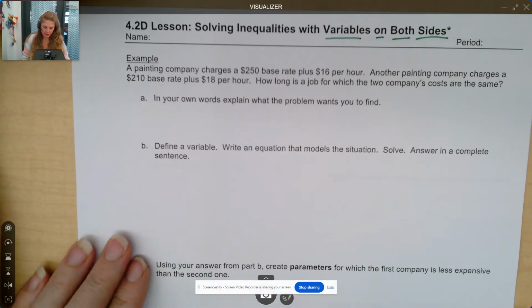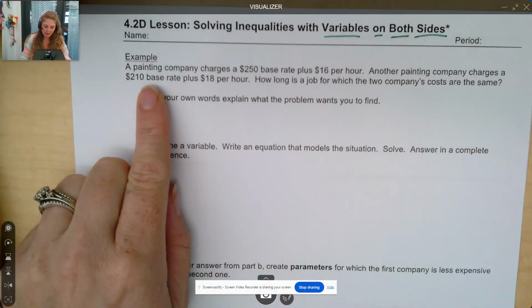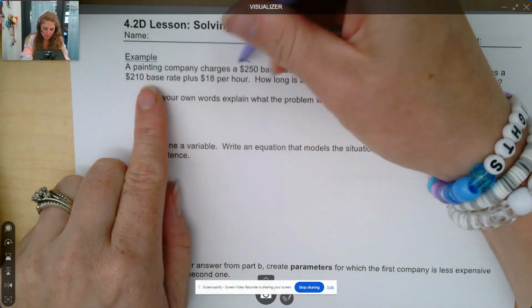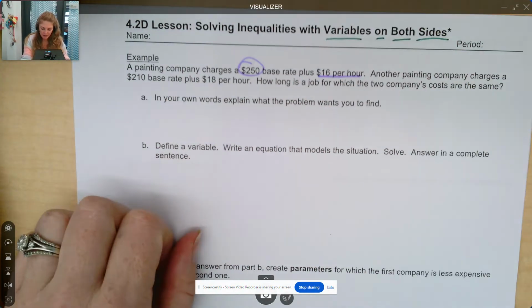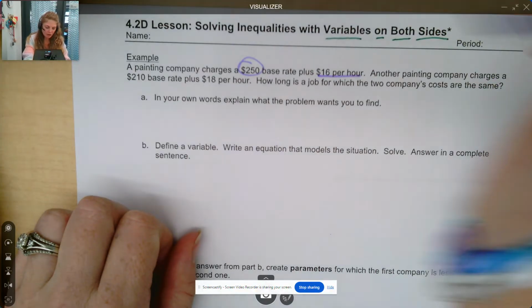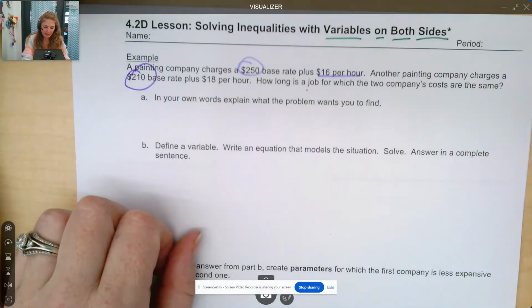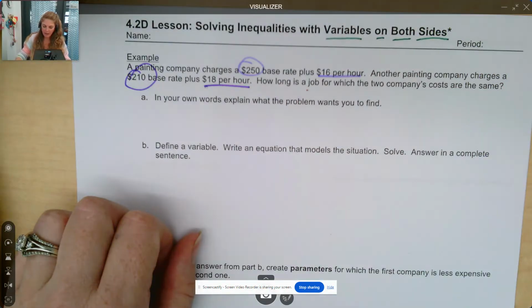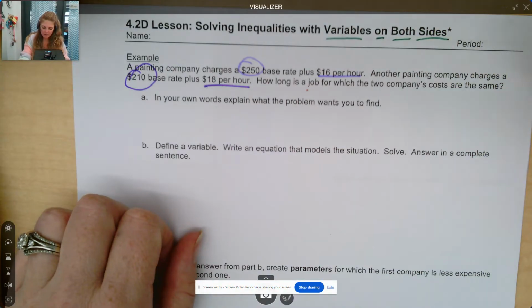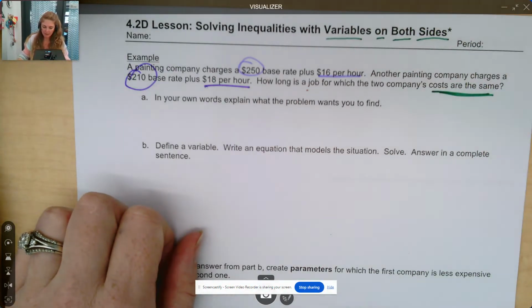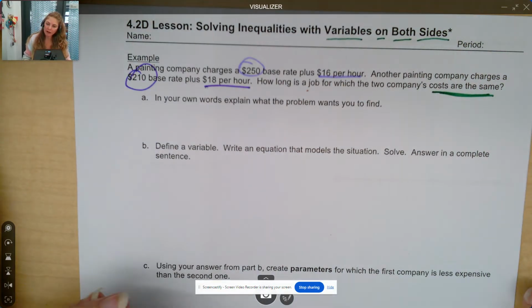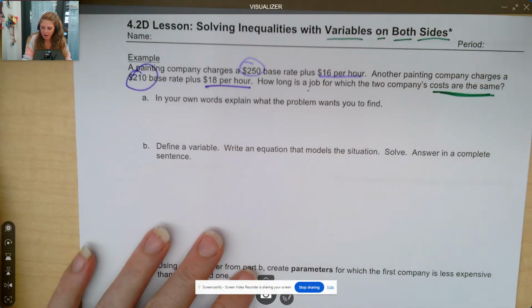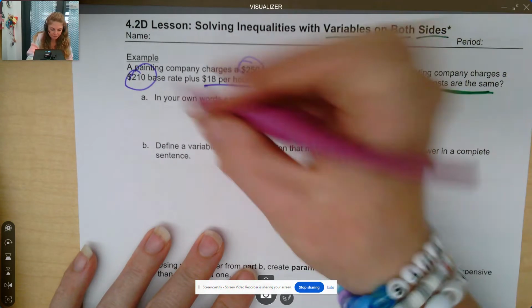So looking at this example, it says a painting company charged a $250 base rate plus $16 per hour. Another painting company charges a $210 base rate and $18 an hour. How long for the cost to be the same? So in your own words, what is this problem asking you to find? It's asking when they cost the same.